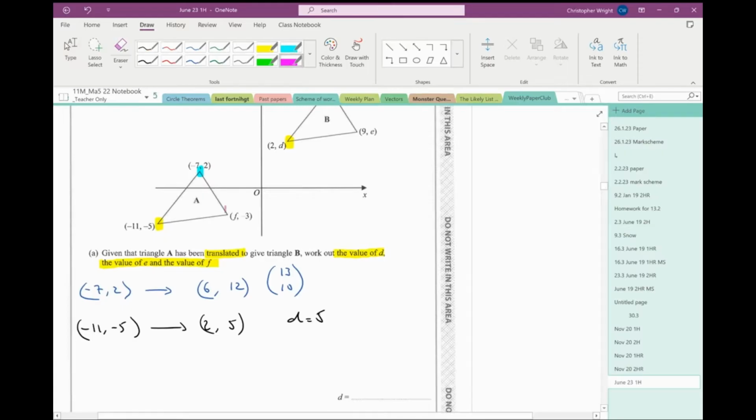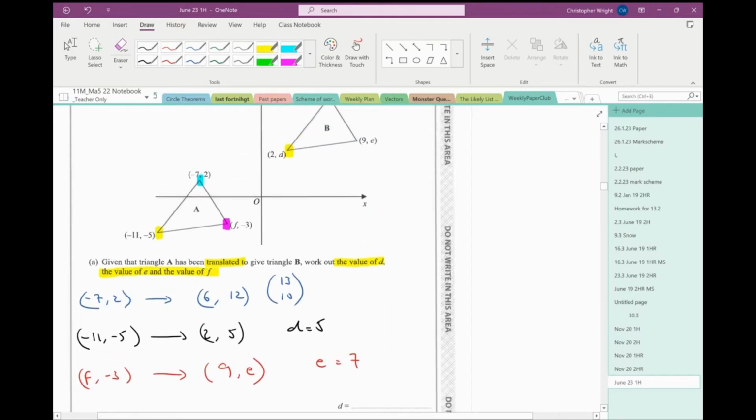Let's have a look at this point here. That point begins at (F, -3), and it translates to (9, E). Now, the new y-coordinate is E. So E must be 10 more than -3. So E must be 7.